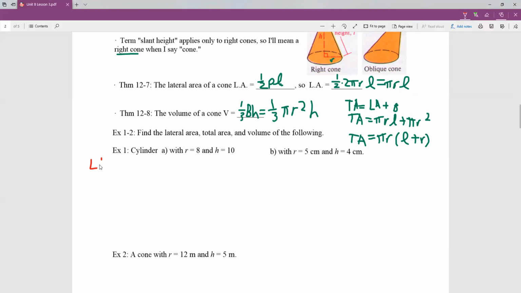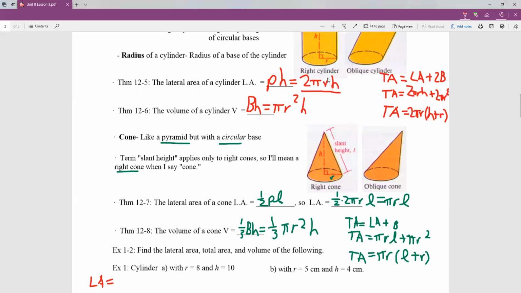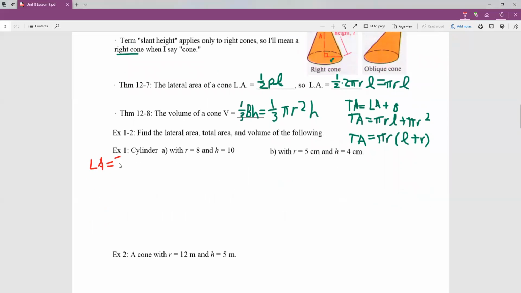Okay. So lateral area is equal to, if we look back up here, 2 pi r h. So it's going to be 2 pi, our r is 8, and our height is 10. Multiply all that out. 8 times 10 is 80, times 2 is 160, so we get 160 pi.